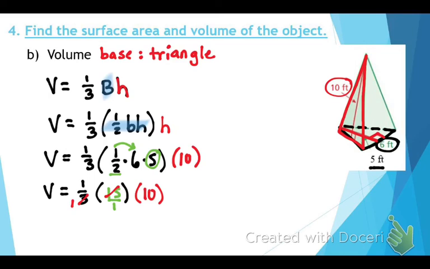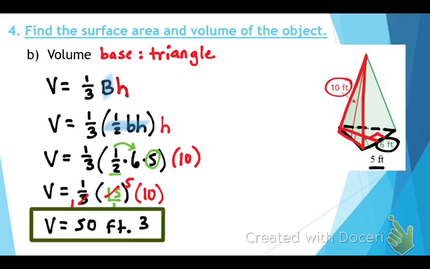Okay, the 3 becomes a 1, and the 15 becomes a 5 because the 3 can go into it 5 times, okay? Then finally, Kaylin, we've got 5 times 10 left, so what is 5 times 10? 50. 50 what? Feet cubed. Feet cubed is correct.